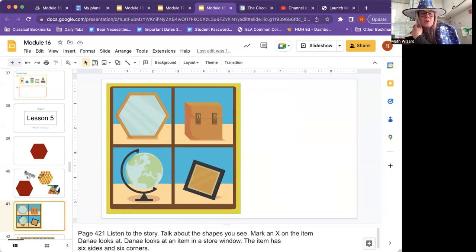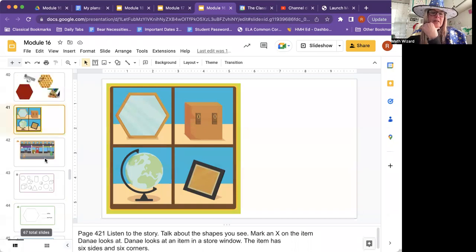Danae looks at an item in the store window. The item has 6 sides and 6 corners. 1 curved side. Oh, that's got lots of sides and lots of corners. 1, 2, 3, 4 sides. So we know it has 4 corners. 1, 2, 3, 4, 5, 6 sides. And if it has 6 sides, how many corners does it have? 6 corners. So we're marking an X on that one. All right, good job. Let's go to the next page.